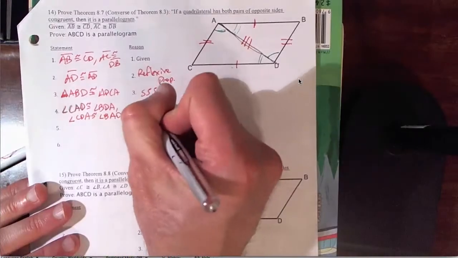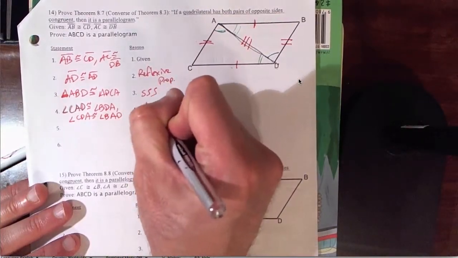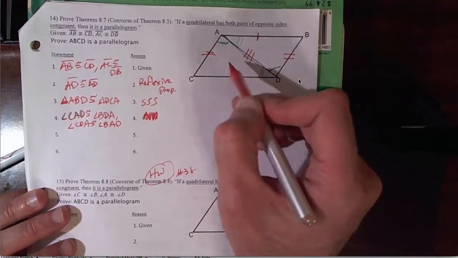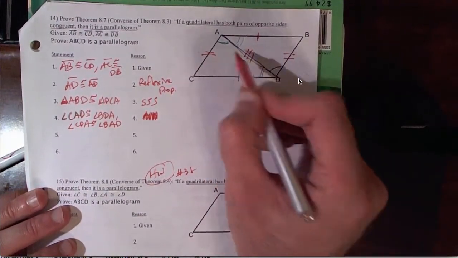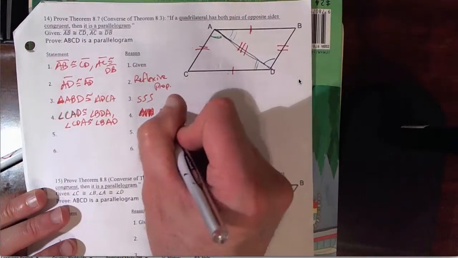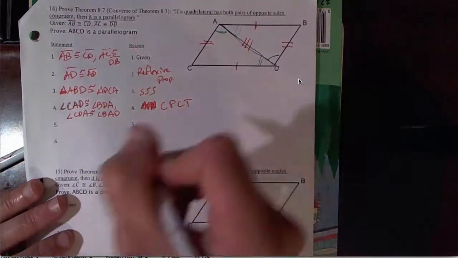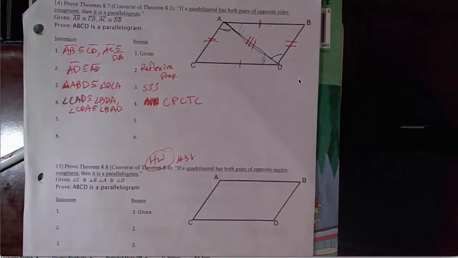All right, and those are, again, those are alternate in, sorry, not alternate interior, excuse me. There's my mistake right there. That's not alternate interior. That is because I've proven these triangles congruent, so I can say these corresponding parts. So corresponding parts of congruent triangles are congruent. So that was my mistake right there. You cannot say alternate interior angles, because we do not know that they are parallel.